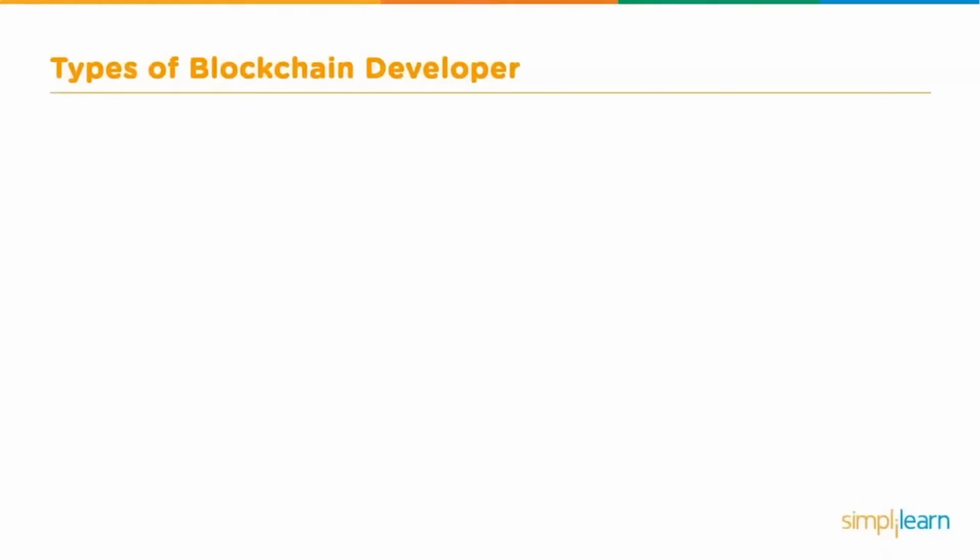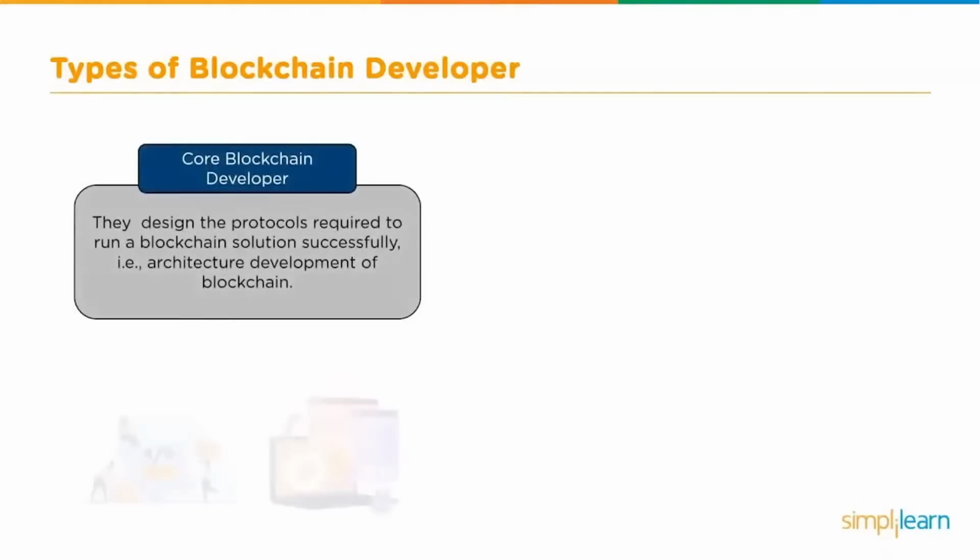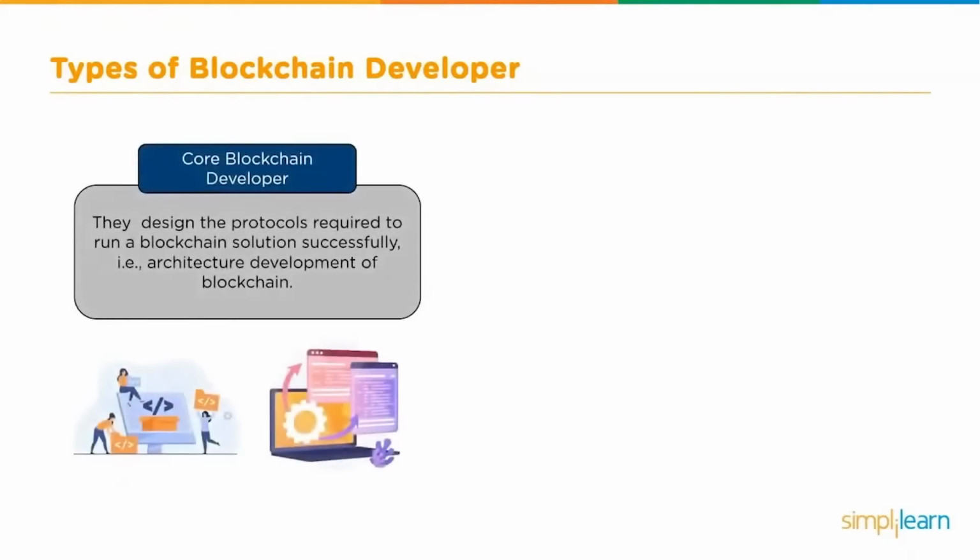That brings us to what are the types of blockchain developers. There are two types of blockchain developers: core blockchain developers and blockchain software developers. Each type has its specific type of role. Let's go through them in more detail. The core blockchain developers design the protocols required to run a blockchain solution successfully, which means they are majorly responsible for the architecture development of blockchain. They are also responsible for designing consensus protocols and making high-level decisions.